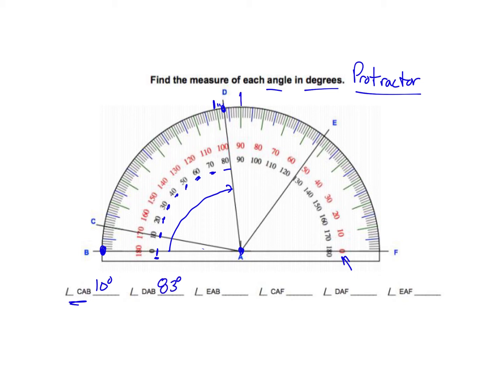Straight up and down is 90. So that's going to be 90 degrees, which would be a right angle. So angle DAB is going to be a little bit less than a right angle.